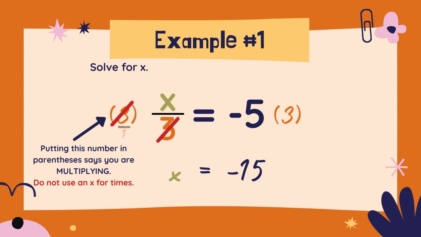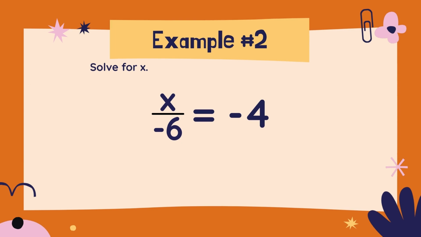Notice how when we multiplied in this problem, we did not use an x or a dot for multiplication. We just used parentheses. Using an x for multiplying can get confusing because it can look like an x or a variable. Using a dot can sometimes look like a decimal. So the best way to show multiplication is just to use parentheses.